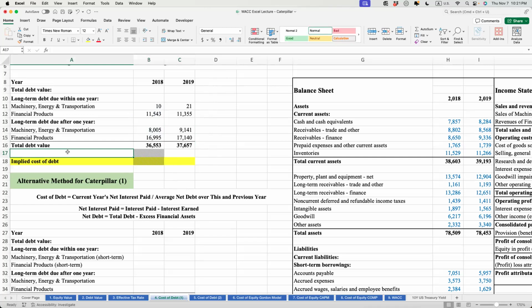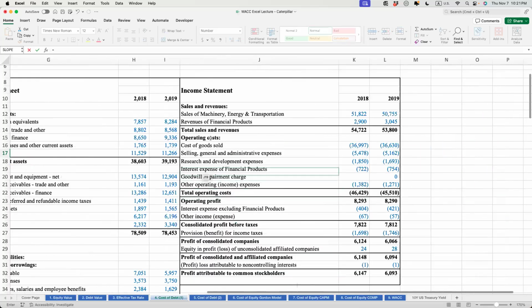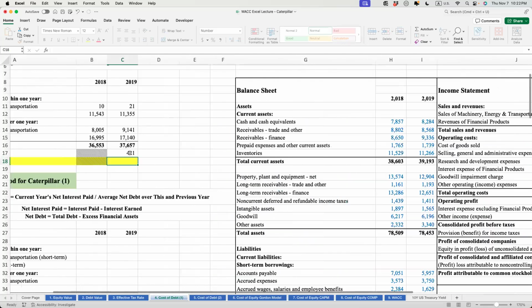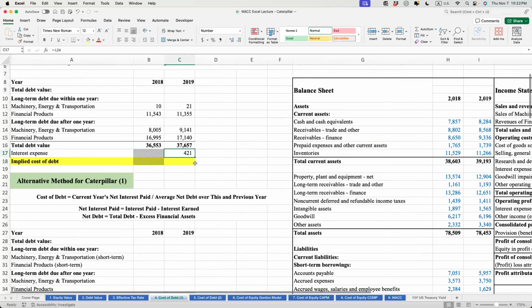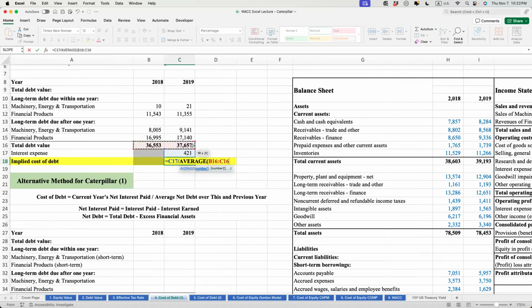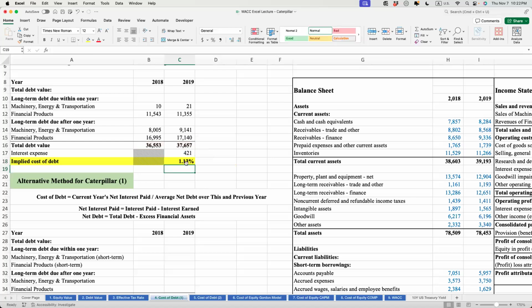Then we just have to find out what the interest expense is. We can type interest expense. We only need that for 2019. So go to the income statements and find your interest expense. Same idea here, because for this Caterpillar example, I kept my costs as negative values in the income statements. Therefore, we have to give a negative sign to convert it to positive. So for this one, you see I give a negative sign and then link to the 2019 interest expense. Then when we're calculating the cost of debt, we use the interest expense divided by the average of the two years' debt value. You get your implied cost of debt.